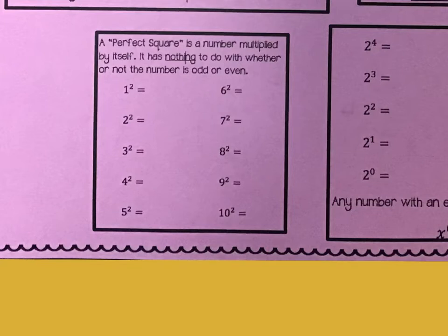So on this first one, 1 squared or 1 to the 2nd power is 1 times 1. Well, that's 1. And then let's skip over here to 6 to the 2nd power, that's 6 times 6, which is 36. And let's do 8 squared, which is 8 times 8, that's 64. And let's do 4 squared, which is 16, because 4 times 4 is 16.